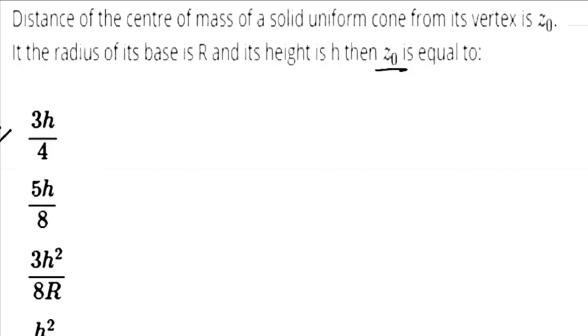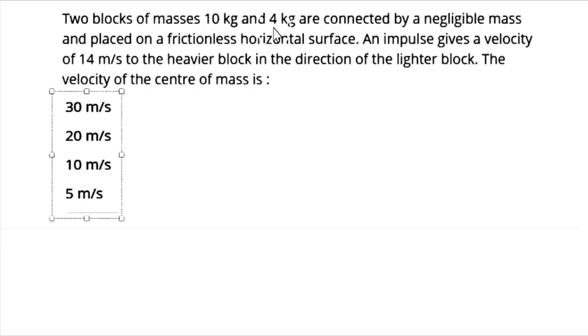Two blocks of masses 10 kg and 4 kg are connected by a negligible mass and placed on a frictionless horizontal surface. An impulse gives a velocity of 14 meter per second to the heavier block in the direction of the lighter block. The velocity of the center of mass is.